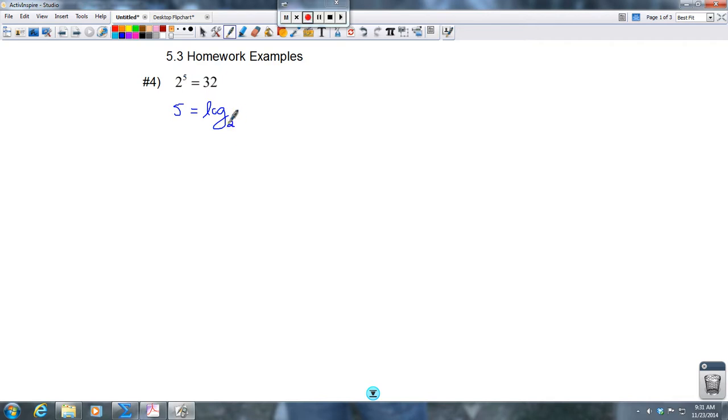We write the 2 down below the word log. Don't put it even with it. It goes down below the word log. So 5 equals log base 2 of what? And that base 2 is of 32.